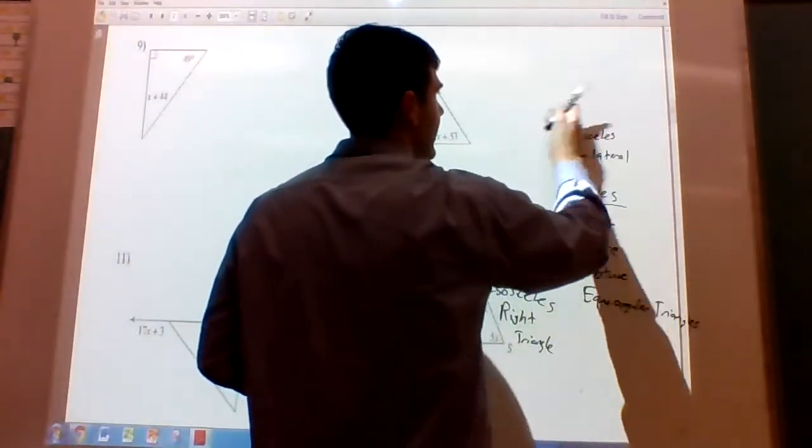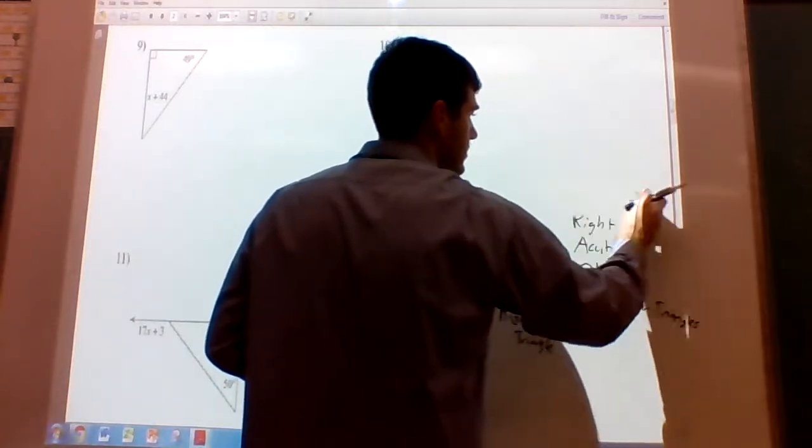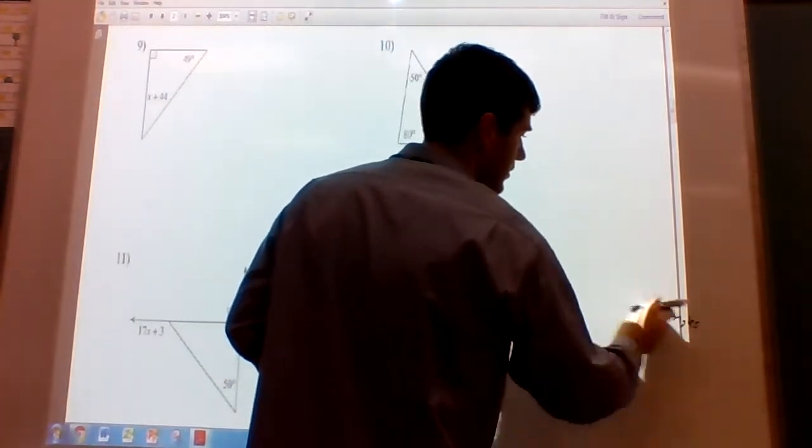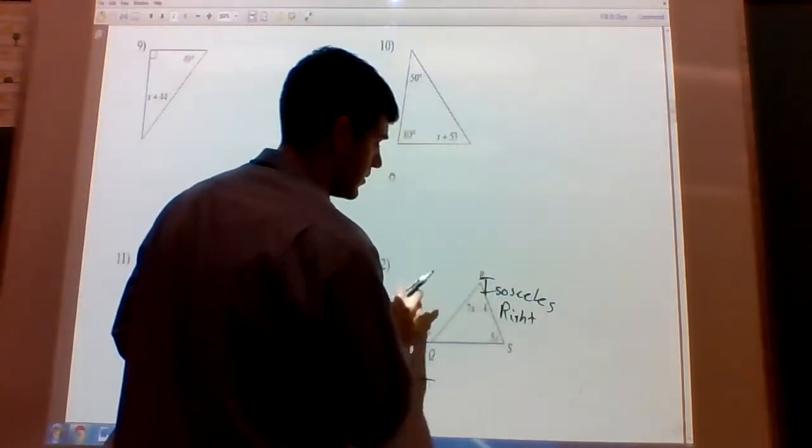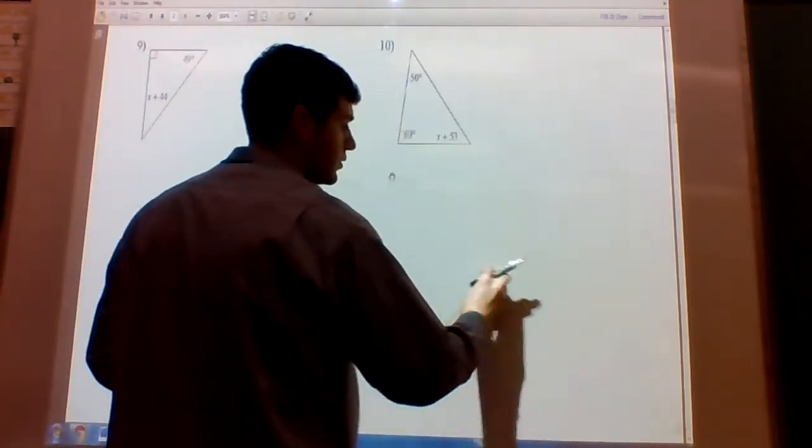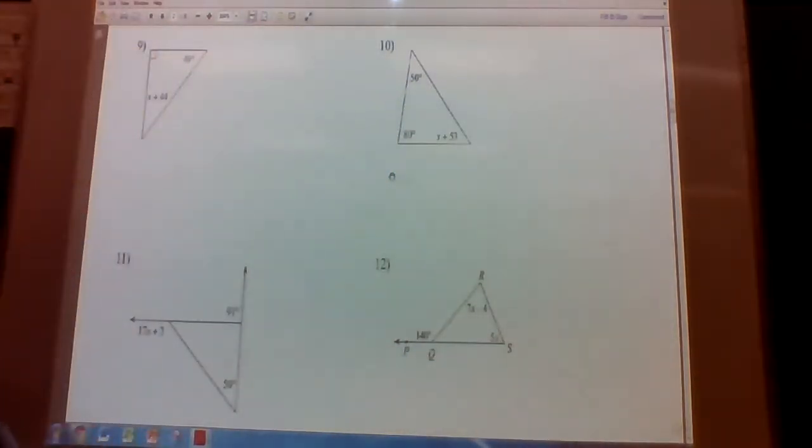They're asking us to find x. We have a bunch of different options we can use. We can use the Triangle Sum Theorem. We can use the exterior angle theorem. We can use linear pairs, potentially vertical angles. So there's all sorts of different theorems that we can use here. We just got to figure out which one is appropriate for each problem.